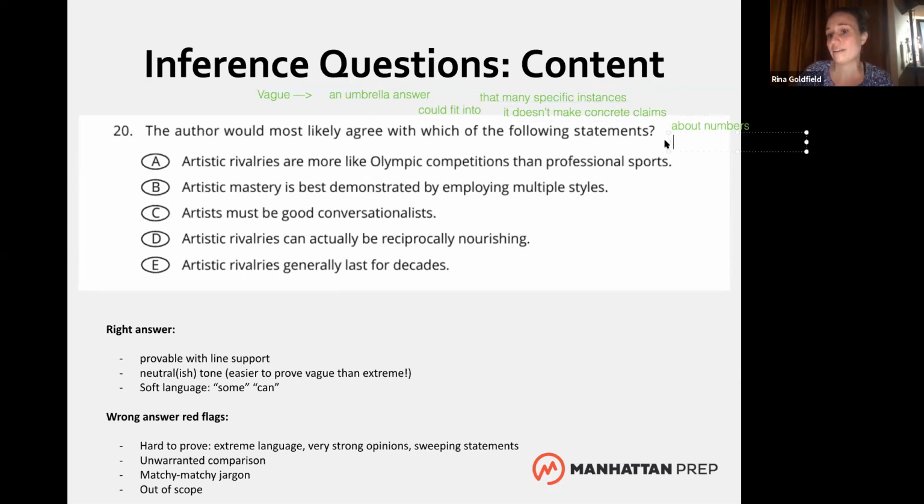So I want to be wary of things like most or all or never. It might say words like some, can, right? Like it rains sometimes, that could be one day or every day, right? So it doesn't make concrete claims about numbers or about comparisons. So something that is nice and vague is an umbrella category. It doesn't say one thing is better than the other, and it doesn't give us something about majority or most or never or very, very specific numbers.